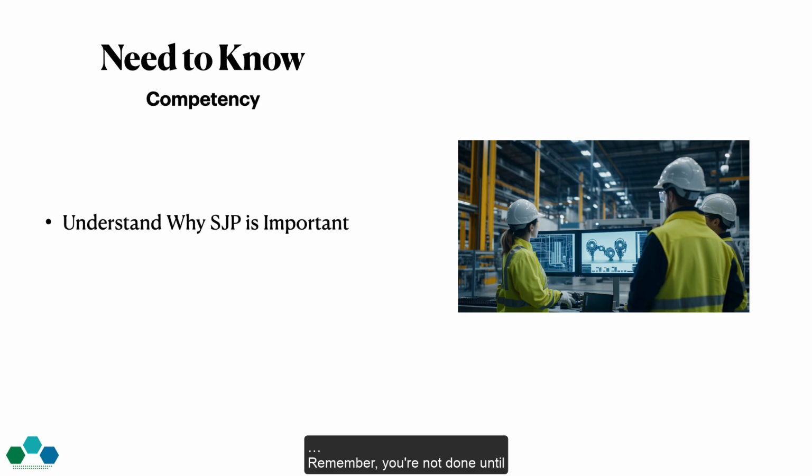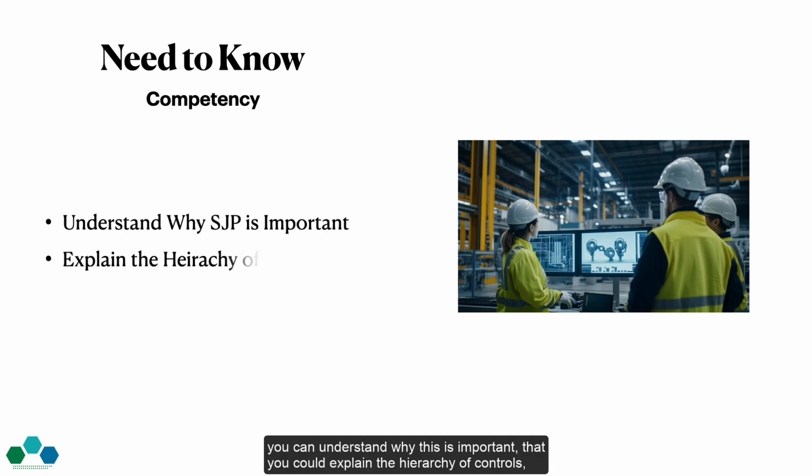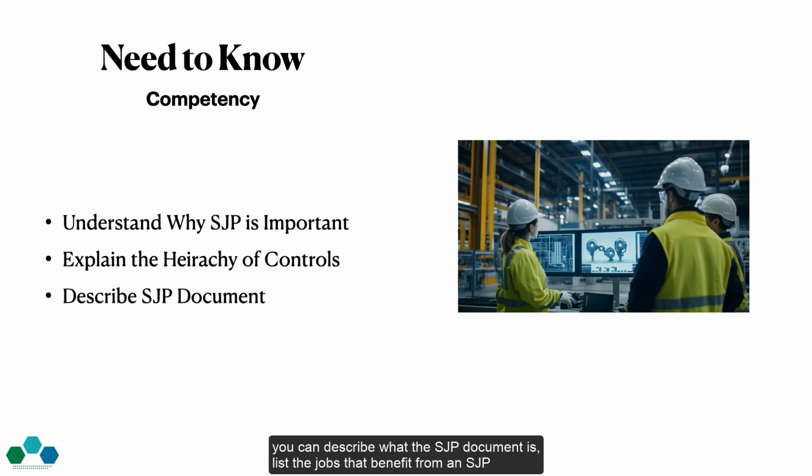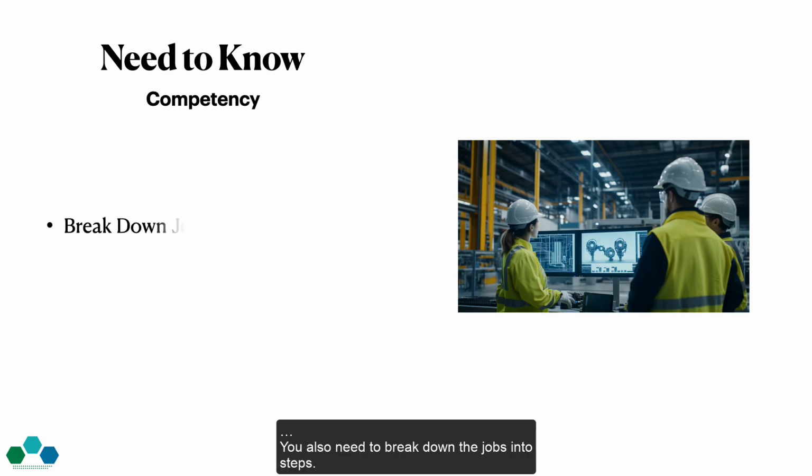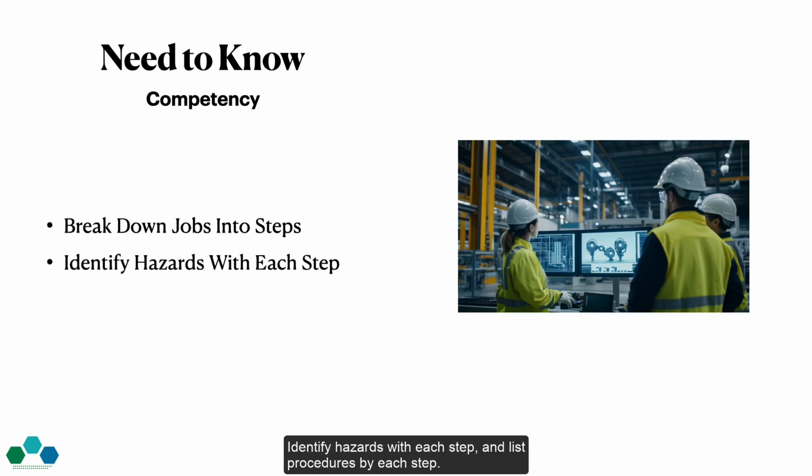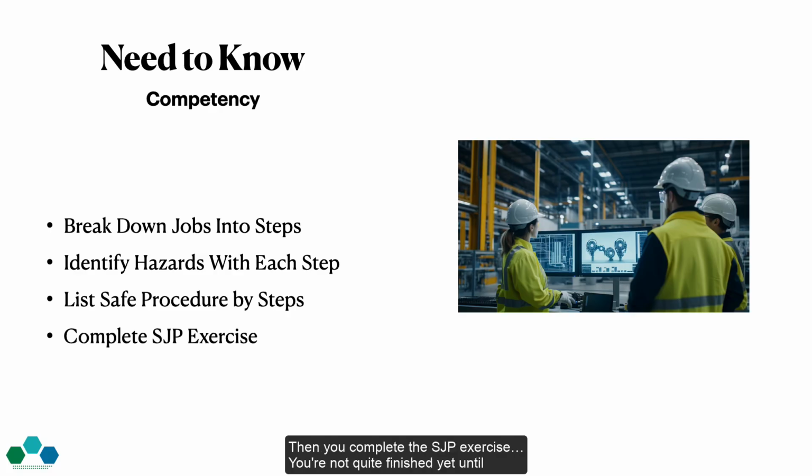Remember, you're not done until you can understand why this is important, that you could explain the hierarchy of controls. You can describe what the SJP document is, list the jobs that benefit from an SJP. You also need to break down the jobs into steps. Identify hazards with each step and list procedures by each step. Then you complete the SJP exercise.